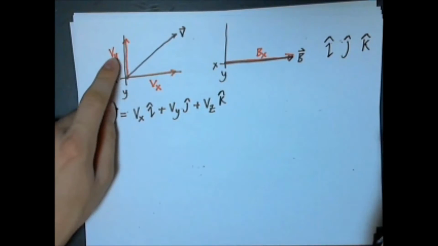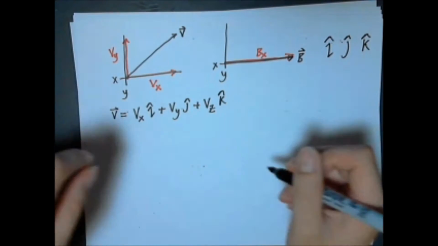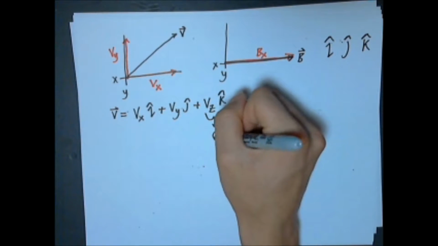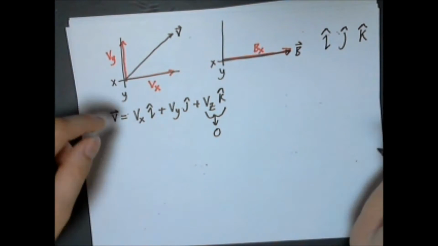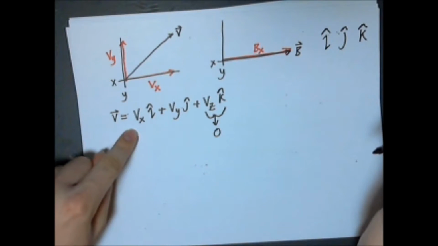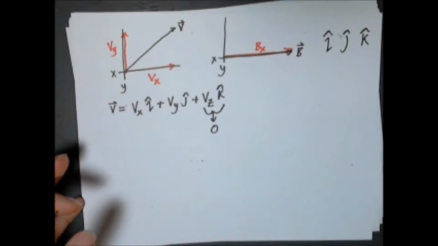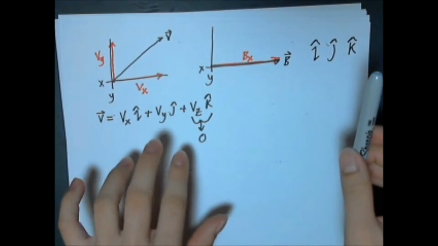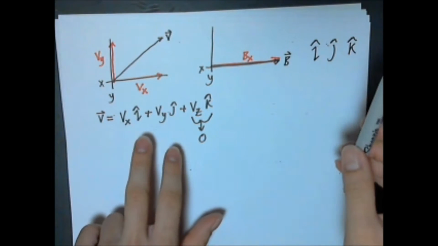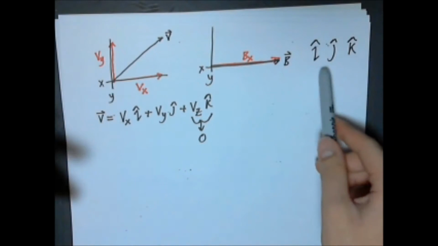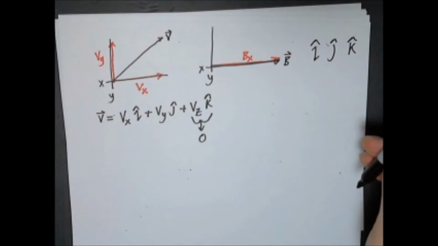Now, because we drew this vector in only two dimensions, v sub z k hat actually just goes to 0. So we're left with just v sub x i hat plus v sub y j hat. And because they have different unit vectors after them, you cannot simply add v sub x and v sub y together. So i hat, j hat, k hat is a good way of reminding yourself of that property of vectors. You can't add them on different dimensions.